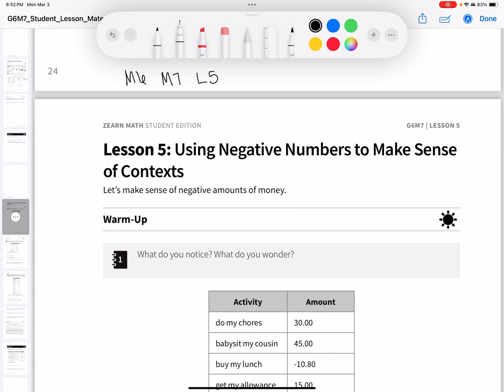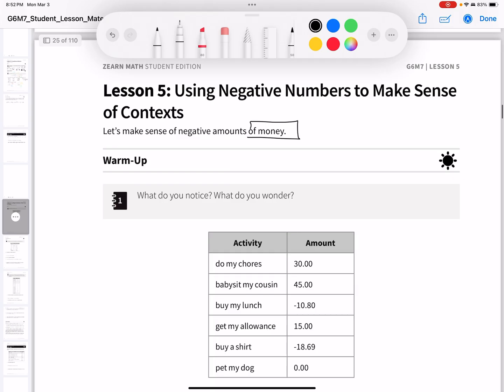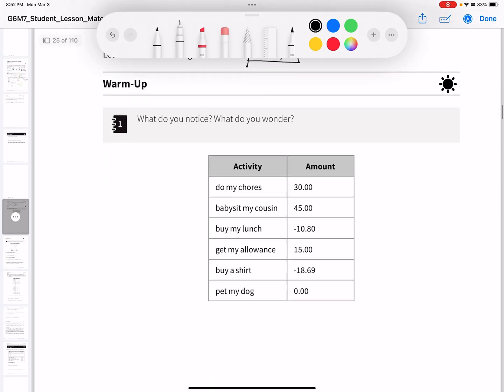Today we're doing Math 6, Mission 7, Lesson 5, using negative numbers to make sense of contexts. All right, and we're going to focus on money, positive and negative numbers with money today. All right, let's look. What do you notice?